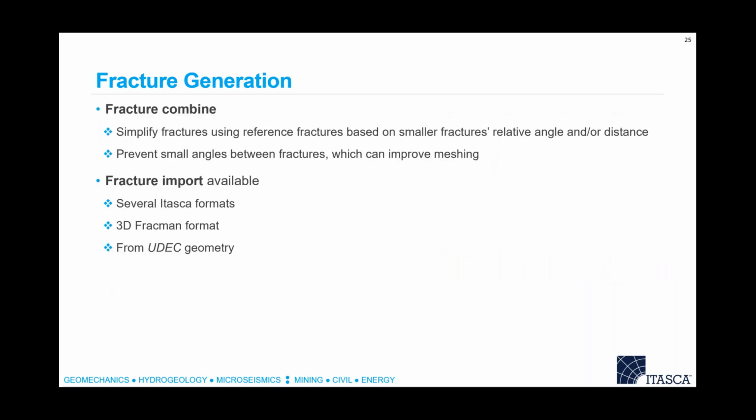When you're generating the fractures, a couple other options, we've added a fracture combine, which is simply a way to simplify the fractures using a reference fracture based on smaller fractures relative to angle or distance. We'll show you an example. The idea here is to prevent small angles between fractures, which can lead to very tight spaces. By eliminating these small spaces, we can improve the meshing.